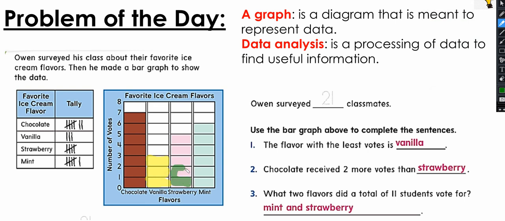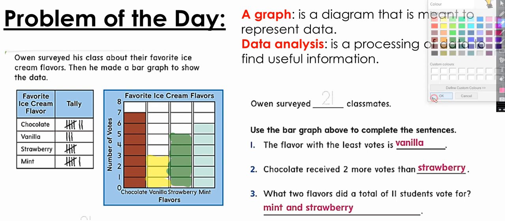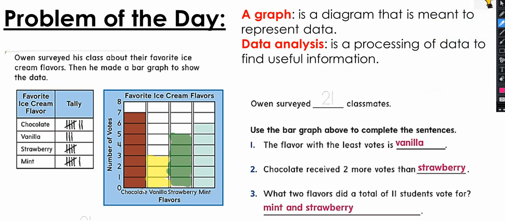Let's see. 1, 2, 3, 4, 5. Guys, you need to color better than me. Don't go out of the line. Alright, and then we have mint. Who likes mint? Do you like mint? I actually don't, but many people do. So 6 people like mint. 1, 2, 3, 4, 5, and 6. So 6 people liked mint.